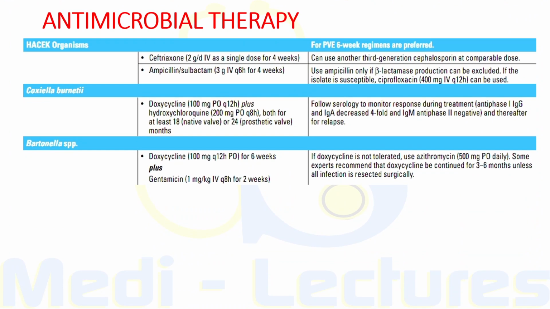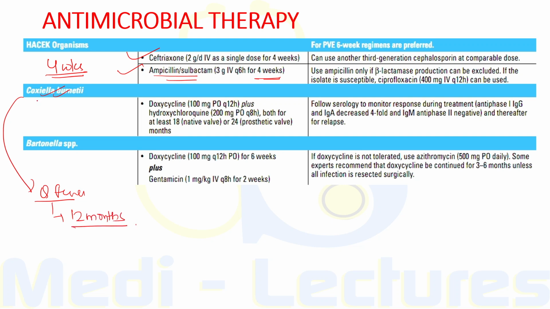Now for treatment of HACEK group, firstly treatment will last for 4 weeks. We can either go for ceftriaxone 2 gram daily for 4 weeks or ampicillin sulbactam combination for 4 weeks. For Coxiella burnetii, the cause of Q fever, if Q fever is there, it is usually treated for 12 months with the same drugs which we are going to discuss. But if it has led to endocarditis, the treatment will last for at least 18 months. This is a very important point.